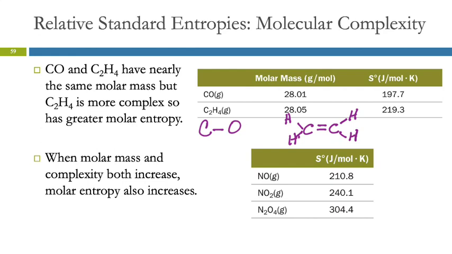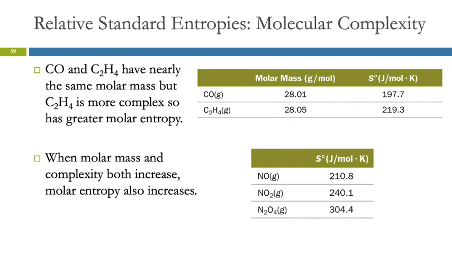It's two atoms bonded to each other. But here we have 5 different bonds, and those bonds can all vibrate. So we see that ethene has a higher entropy than carbon monoxide. If we look here, where we have molecular complexity increasing and the mass increasing, we see that the entropy also increases. So there are trends in entropy.